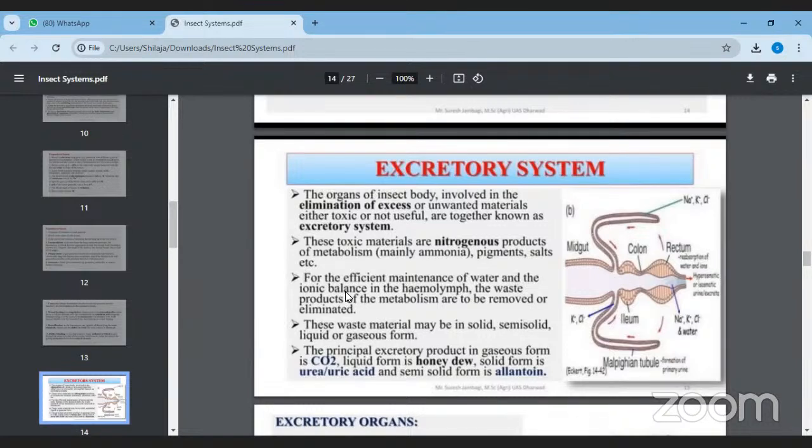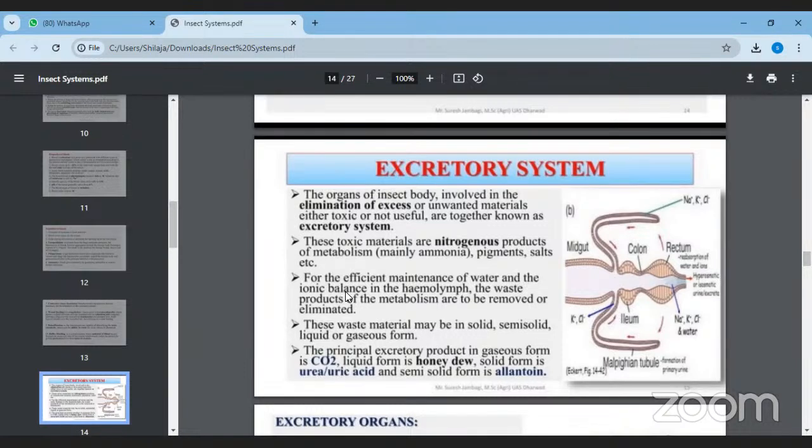For the efficient maintenance of water and the ionic balance in the hemolymph, the waste products of the metabolism are to be removed or eliminated. These waste materials may be in solid, semi-solid, liquid or gaseous form. The principal excretory product in gaseous form is CO2, in liquid form is honeydew, in solid form is uric acid, and in semi-solid form is allantoin. So we see the excretory material in many forms.